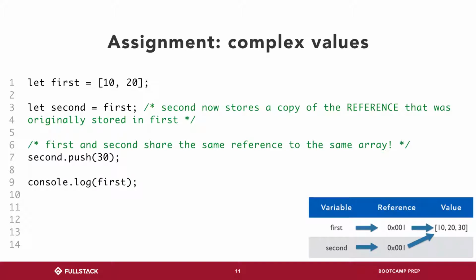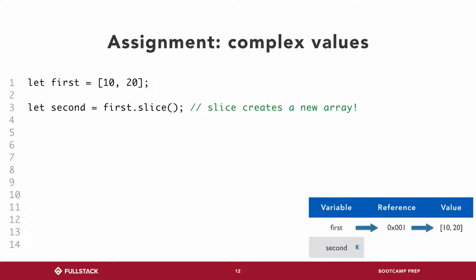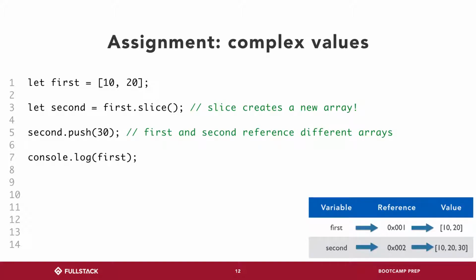We did this one, right? Second is equal to whatever first is referring to. Second, we push in 30 because they were referring to the same spot. When we log out first and we log out second, they're both 10, 20, 30. So first is equal to 10, an array with 10 and 20 in it. Oh, we just covered this.